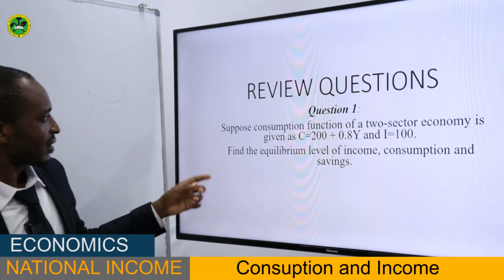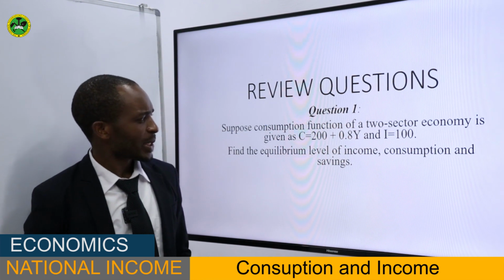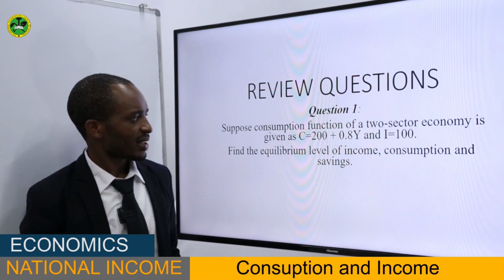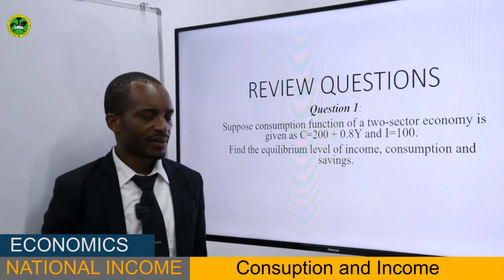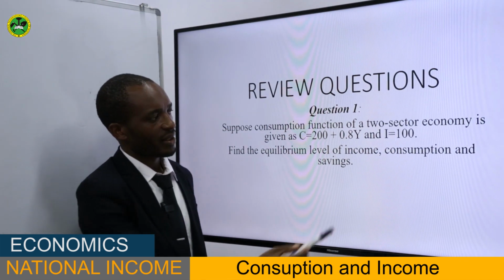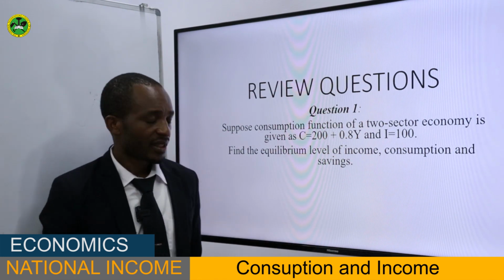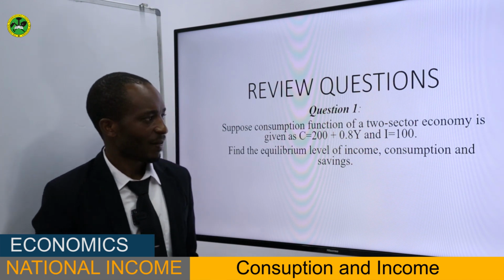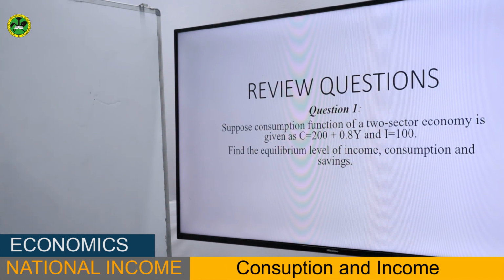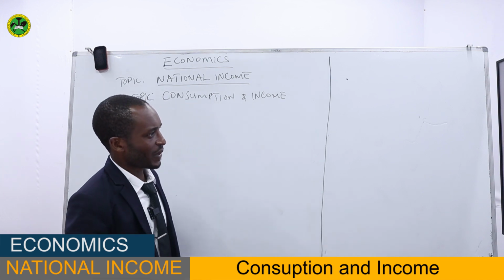Let us consider the following question. We are given that, suppose the consumption function of a two-sector economy is given such that consumption is equal to 200 plus 0.8Y and investment, which is I, equals 100. Now find the equilibrium level of national income, consumption, and saving. Okay, now let us see how we can solve these problems. We are given the following data.